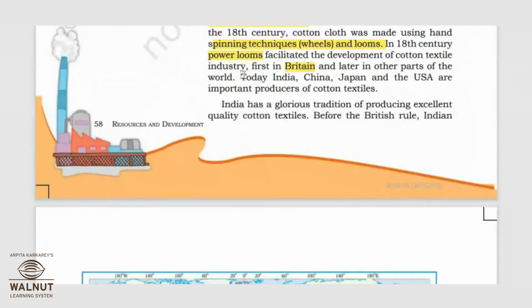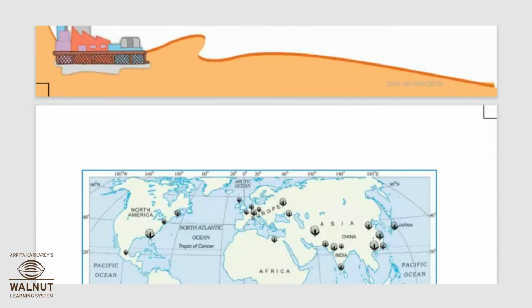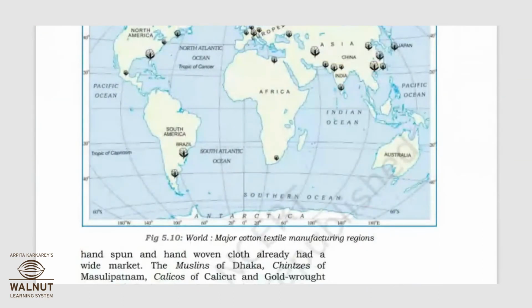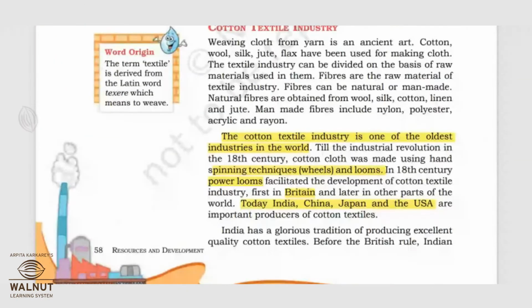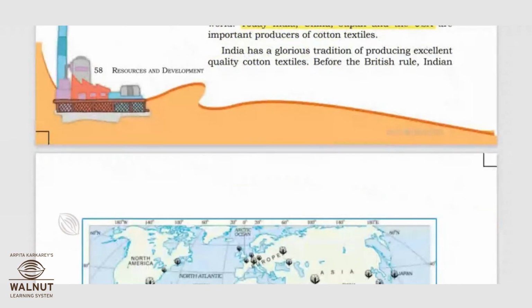But today you have India, China, Japan, and USA, which are the leading producers of cotton textile industry in the world. Is it clear? Yes? All right. Now, can you read? India has a glorious tradition of producing excellent quality cotton textile.